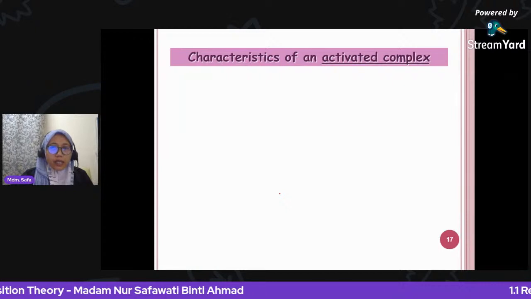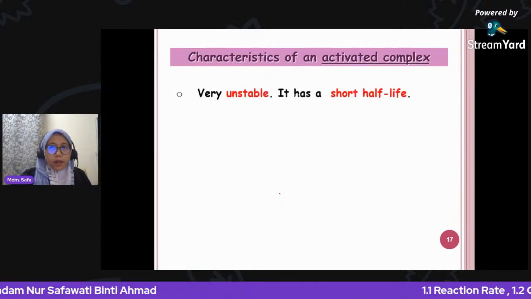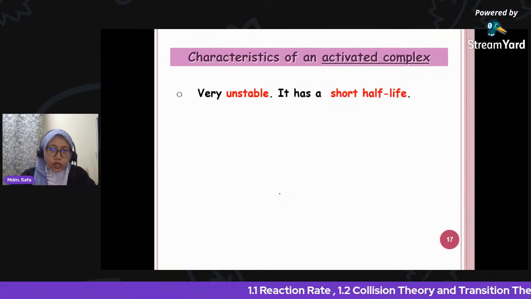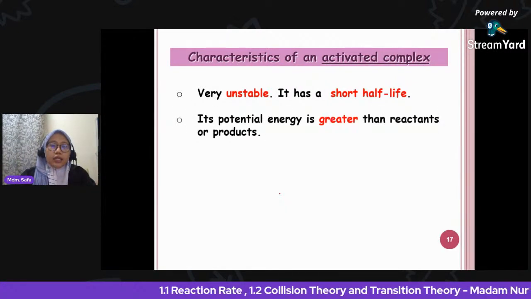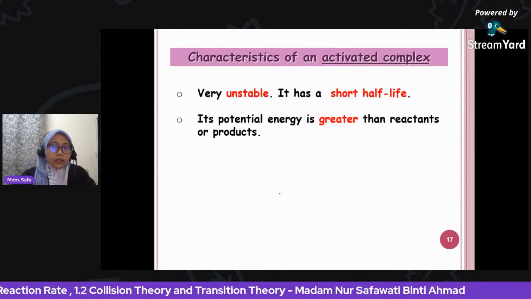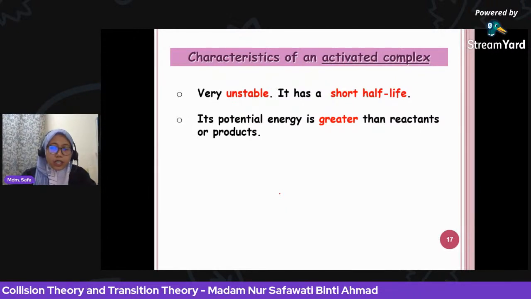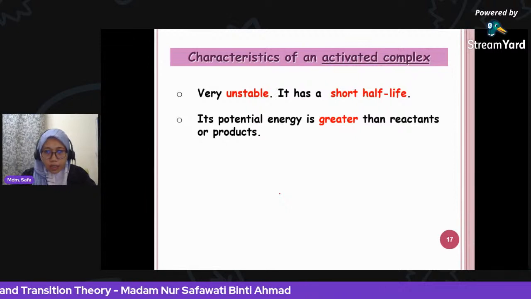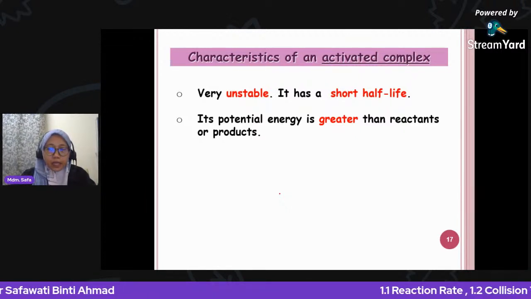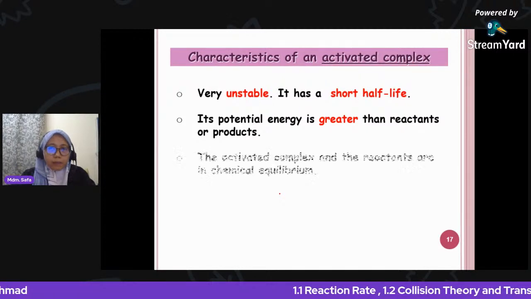What is the characteristic of activated complex? So it is very unstable, and has a short half-life. And then the potential energy is greater than the reactants or product. Kita tengok yang tadi kan, kalau kita tengok balik energy profile diagram tadi, paling atas sekali kan, bermakna dia punya potential energy dia paling tinggi lah, greater than reactant and product.